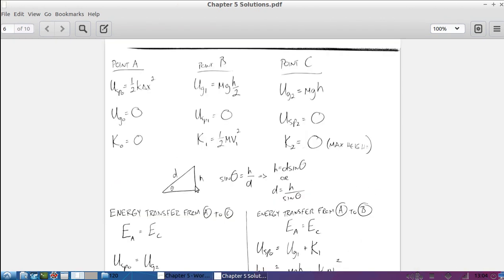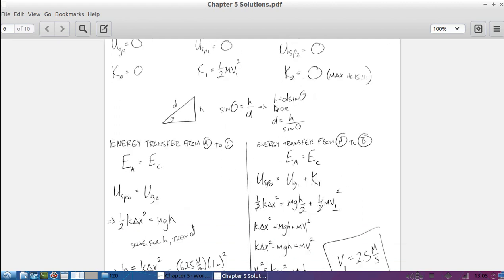So here's h, max height. d is the length of the incline. h is the opposite side. d is the hypotenuse. So sine theta is h over d. So I've got this relationship: h is d sine theta, or d is h over sine theta.